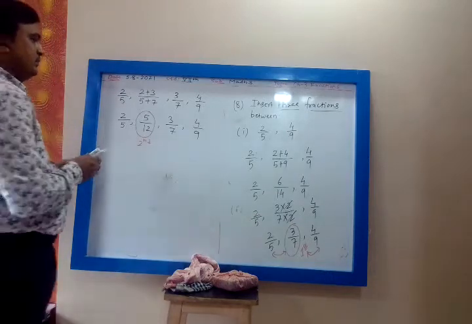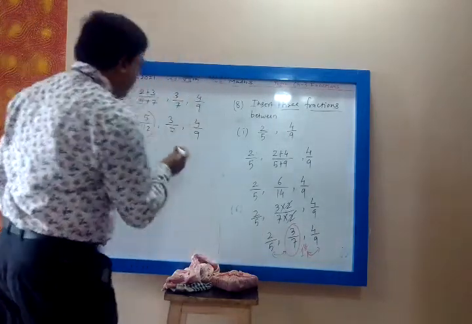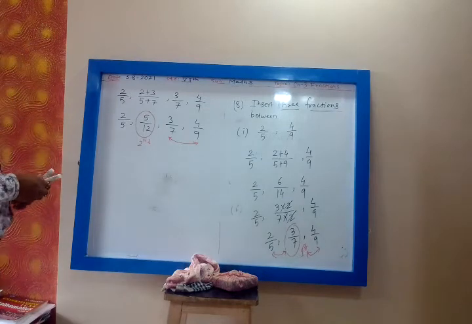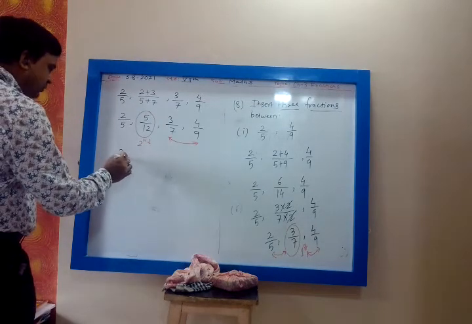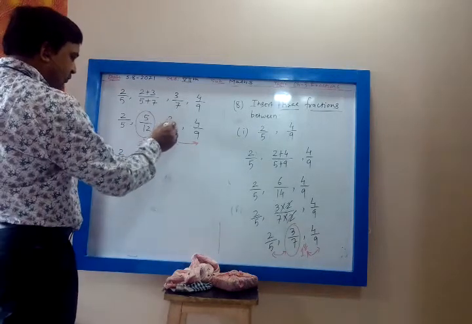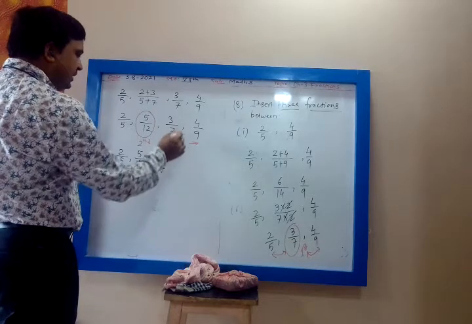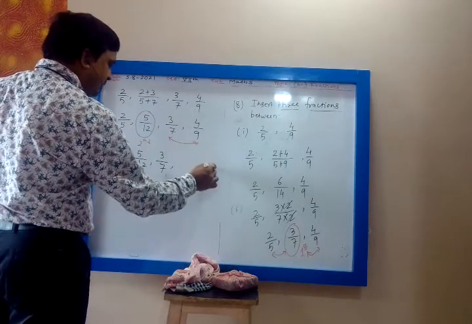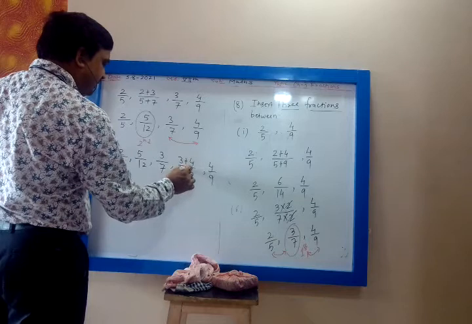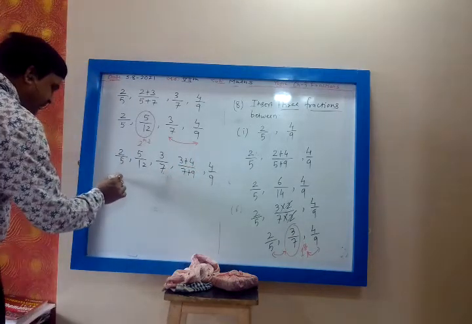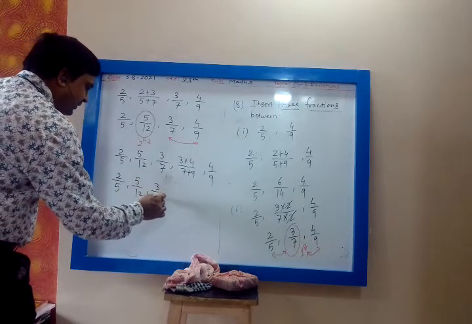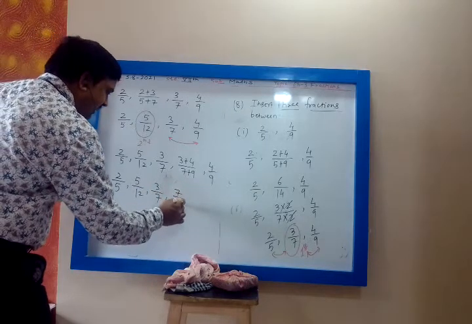Now for third what I will do? I will simplify these two. So 2 by 5, 5 by 12, then these two, 3 by 7, then between them, that will be 4 by 9. Now 3 plus 4 upon 7 plus 9. So that is 2 by 5, 5 by 12, 3 by 7, then 7 by 16 and 4 by 9.